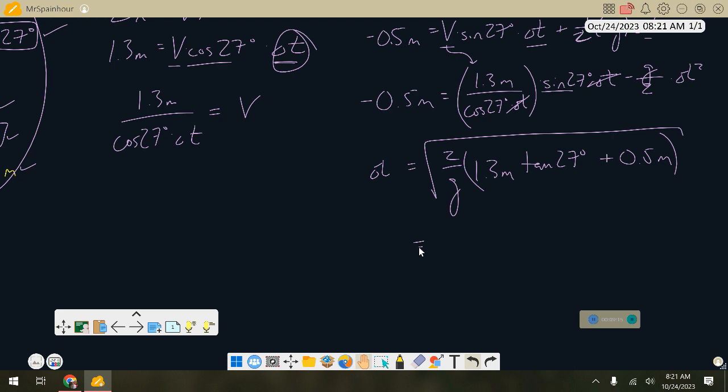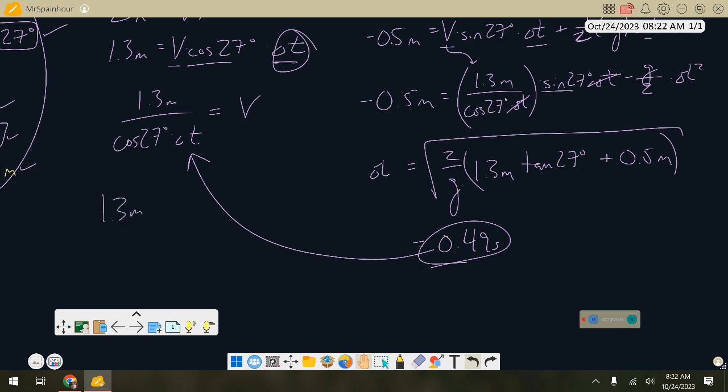So 1.3 tangent of 27 plus 0.5 and then times 2 divided by g and square root the whole thing, and we get that the total elapsed time is 0.49 seconds, which makes sense. It wasn't that impressive of a jump. Now that's not what we're looking for, that is the total hang time, but easy solution here, system of equations. If you find x, just go ahead and plug x in to get y, or if you find t, plug t in to get v.